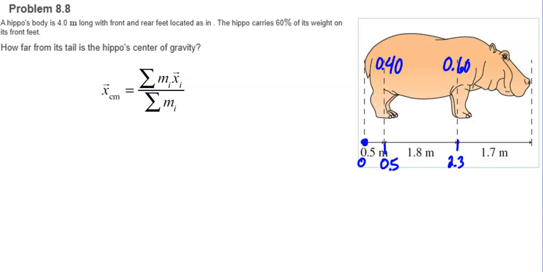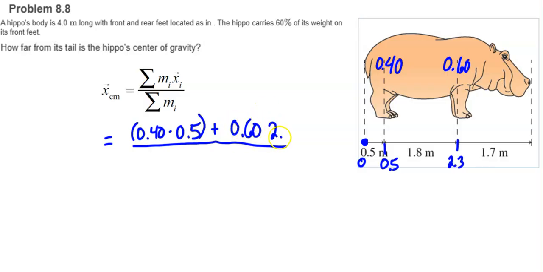So I think it's actually going to be relatively easy approaching it this way. If you try to do it with torque, you can get there too, but the center of mass equation is a lot easier approach to this particular problem. So we know that the 0.40 is at 0.5 meters, and we know that the 0.60 is at 2.3 meters. And all together, 0.40 and 0.60 add up to 1.